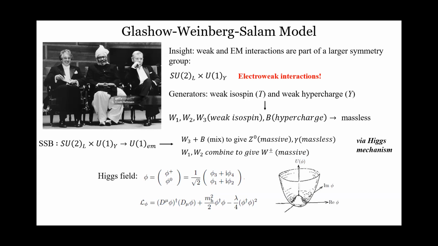So this is what the Higgs potential looks like. Crucially, at zero, you have the spike. So this is the non-zero vacuum expectation value.